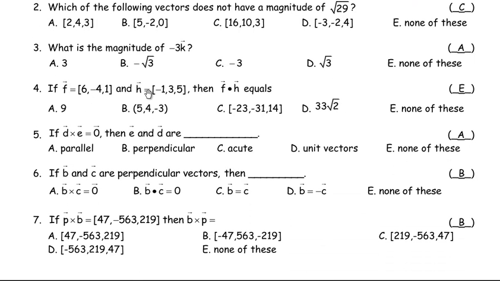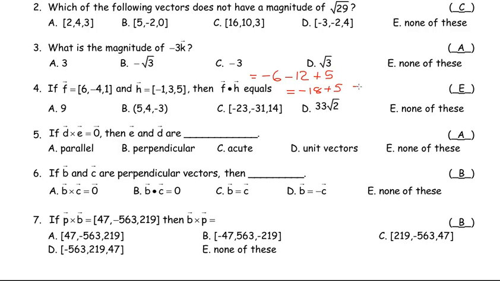For number 4, we're given these two vectors and asked to find the dot product of them. And so for the dot product, remember, we multiply the components and add them. So 6 times -1 would be -6. And then plus -4 times 3 would be plus -12, or minus 12. And then 1 times 5 here would be 5. So -12 and -6 add to -18.